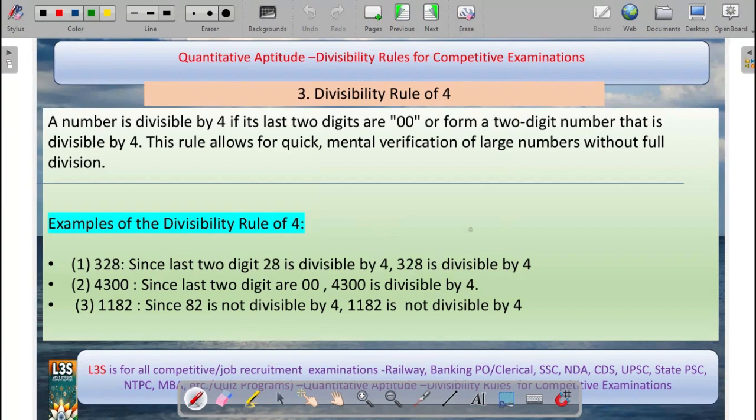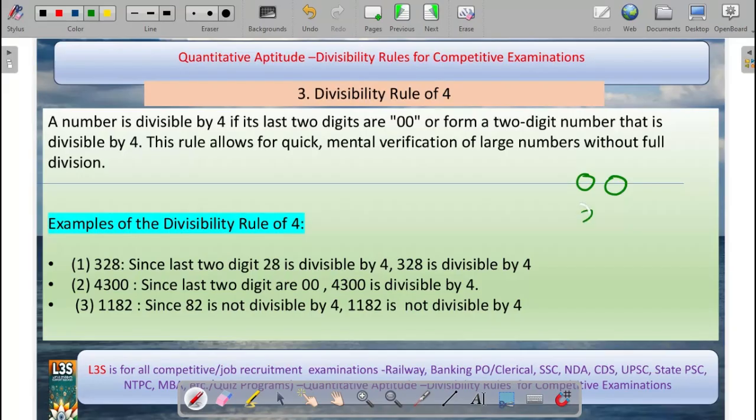Next is the divisibility rule of 4. A number is divisible by 4 if its last two digits are 00 or form a two-digit number that is divisible by 4. So here we have to check the last two digits. If the last two digits are 00, then it will be divisible by 4, or if the last two digits are divisible by 4, then the whole number will be divisible by 4.